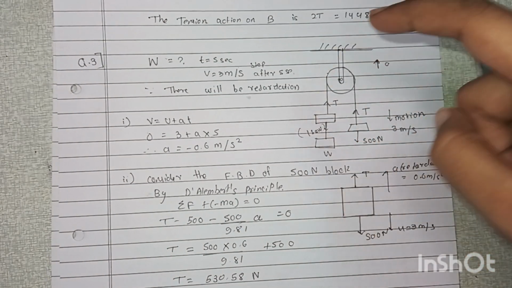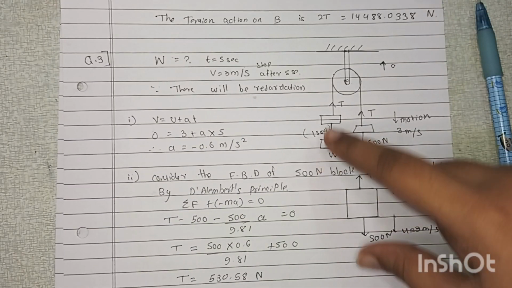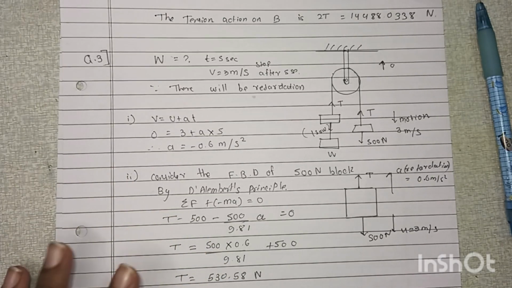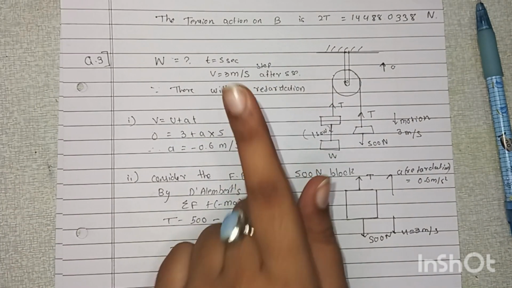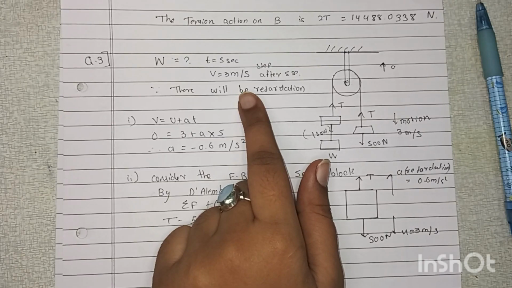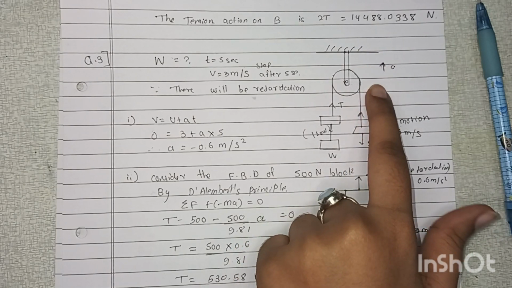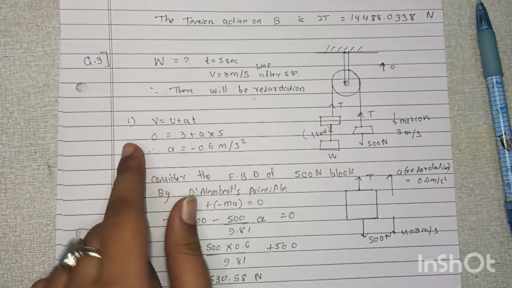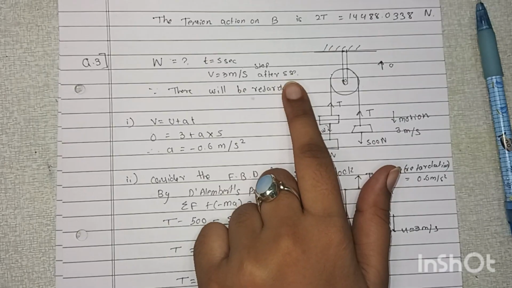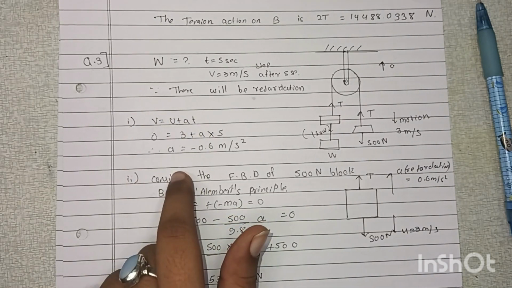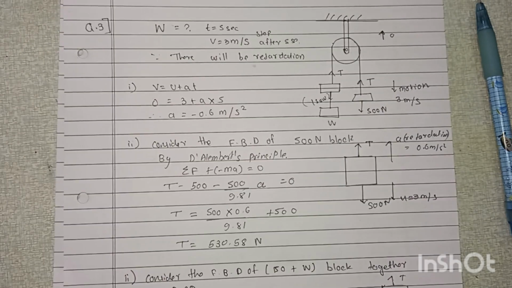The initial weights are 150 and 500 Newton, and further there will be W, so we have to calculate that W. First of all, we have the velocity, so we have to find the acceleration. The body is first in motion and then comes to rest after 5 seconds. So the final velocity is 0, the initial velocity is 3, and the time taken is 5 seconds. So minus 3 by 5 is minus 0.6 meter per second square. This is the acceleration common to body A and body B.